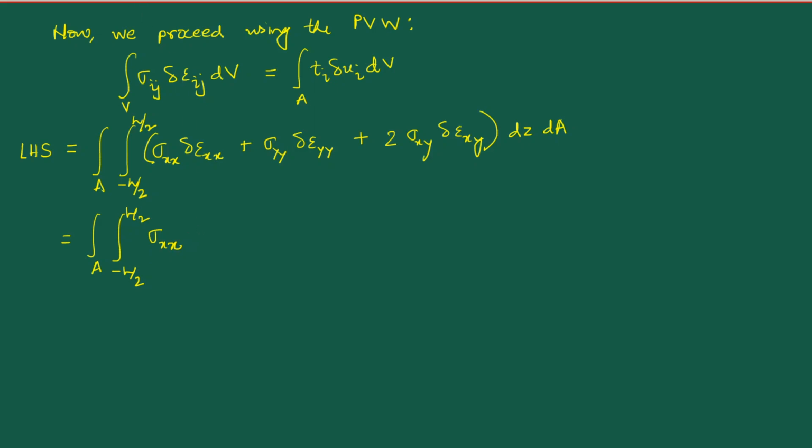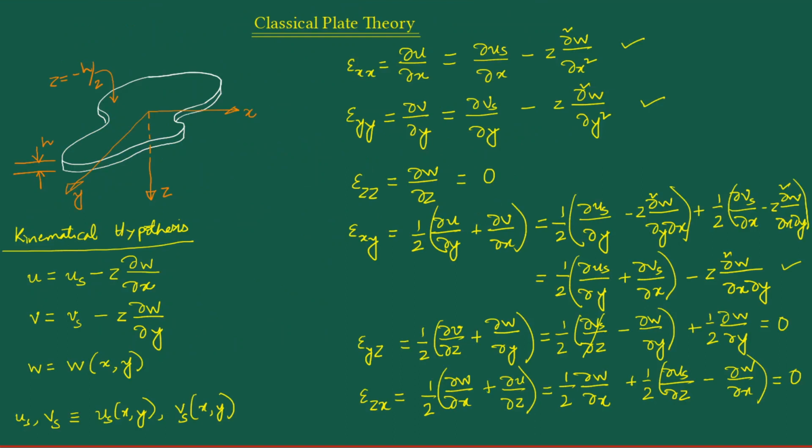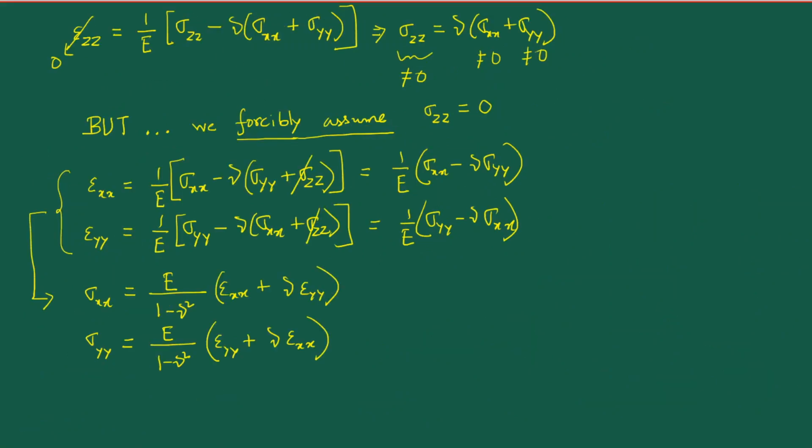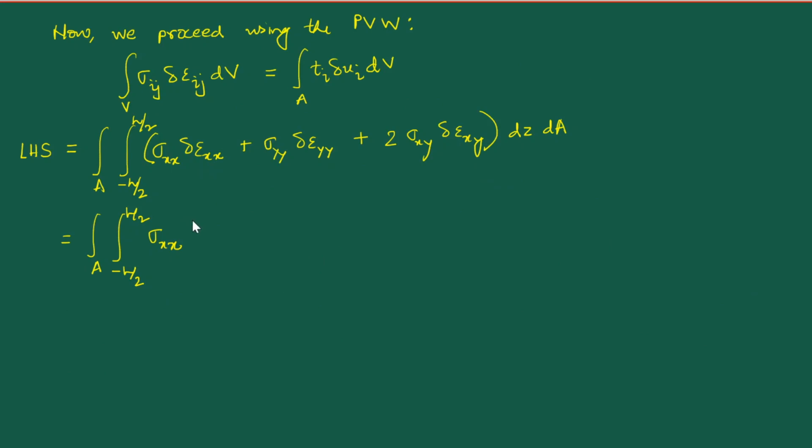Let's take a quick look at the expression for this epsilon xx. So what we have here is this thing, and at the same time let me take a look at this thing also. Once we do the first variation over that, what we are going to end up with is partial derivative of the first variation of this stretching variable with respect to x, partial derivative with respect to x, minus z del square delta w del x square, right?